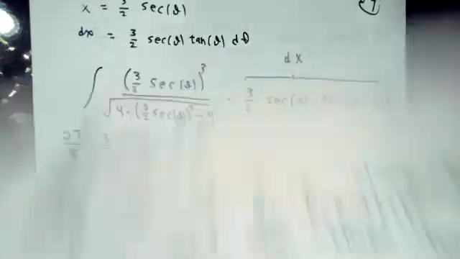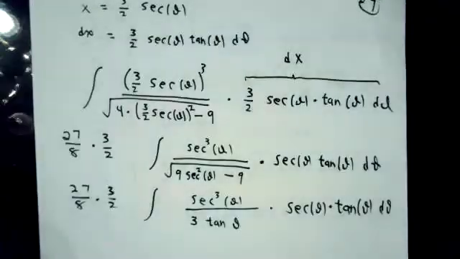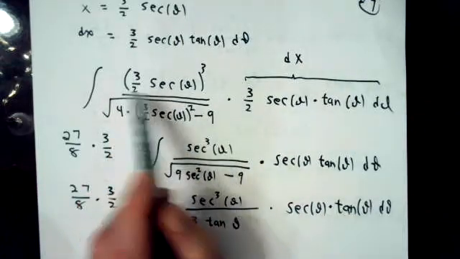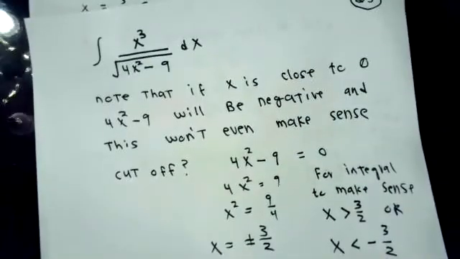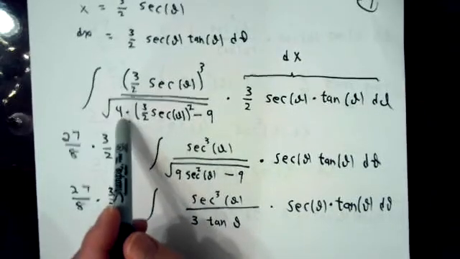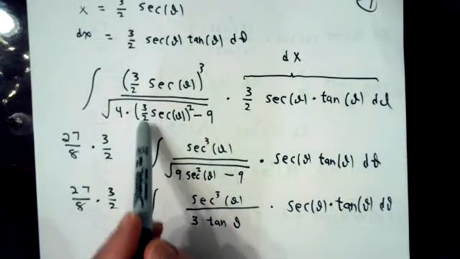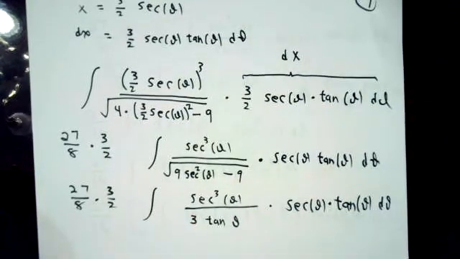Upstairs in my integral, I need to have x cubed. So if x is 3/2 secant theta, then x cubed is going to be the cube of 3/2 secant theta. Meanwhile, down on the bottom of the fraction, underneath the square root sign, I'm supposed to have 4 times x squared minus 9. So I'll have 4 times the square of 3/2 secant theta minus 9. This is much more complicated than what we've looked at before because of the secant tangent bit.